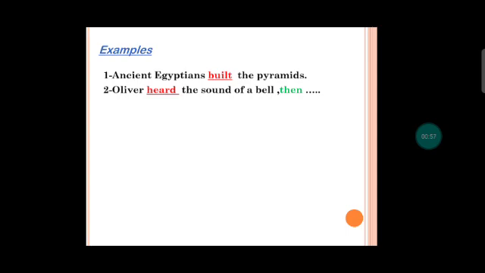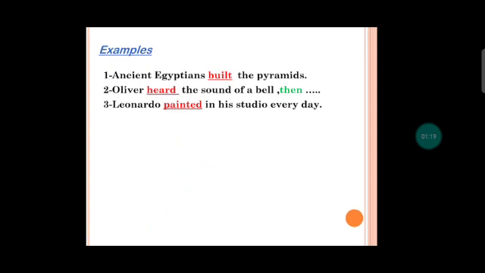Number 2. Oliver heard the sound of a bell, then he... Oliver heard the sound of a bell. Here we are telling a story. When we come to tell a story, we put the tenses in the past.